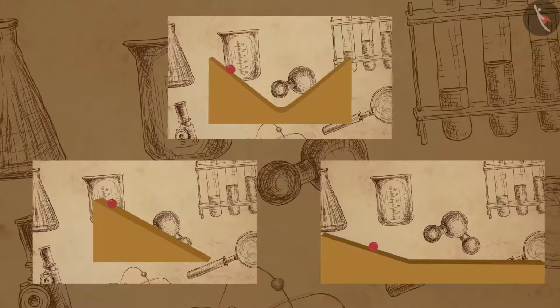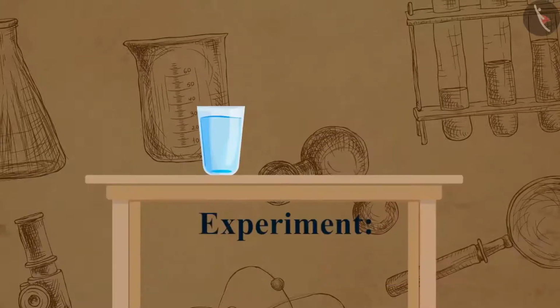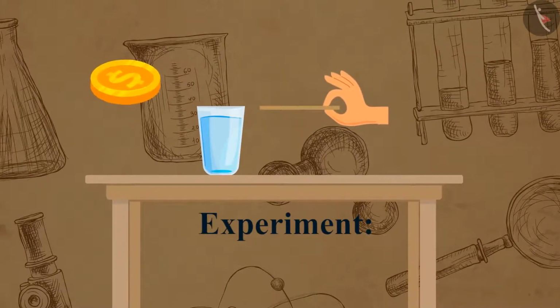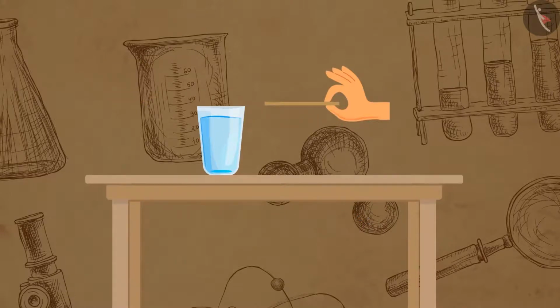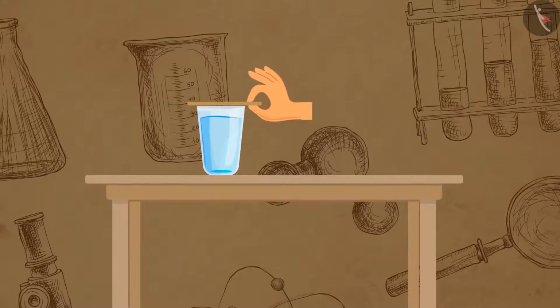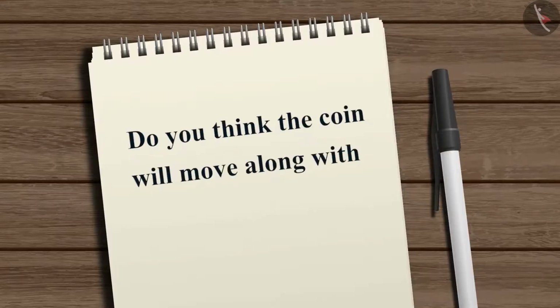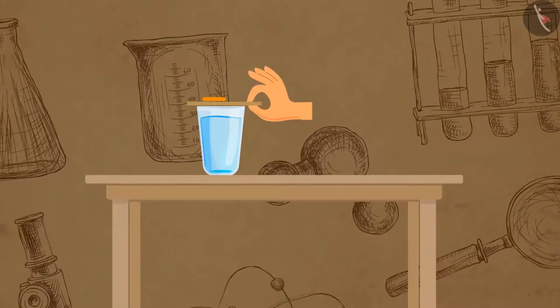Let us do another simple experiment to observe the effect of inertia. Let us take a glass, a card large enough to cover the mouth of the glass, and a coin. Place the card above the glass such that it covers its mouth and then place the coin on top of the card. Pull out the card as quickly as possible. Do you think the coin will move along with the card? Well, that might happen if you move the card slowly.